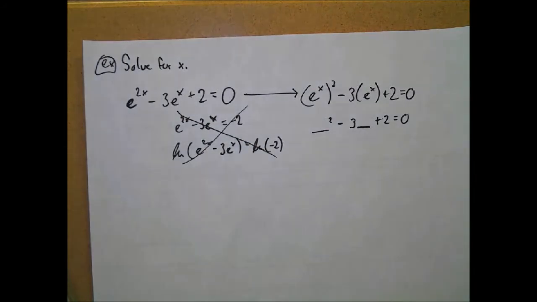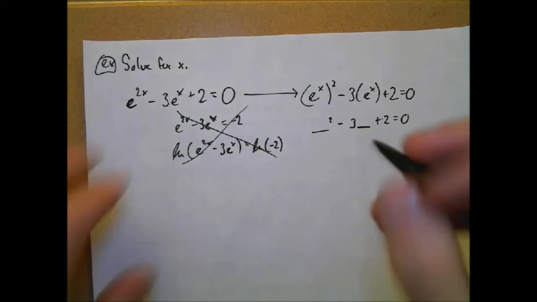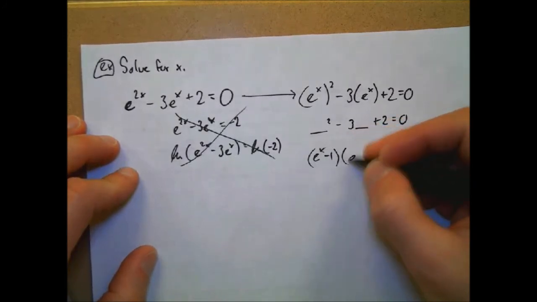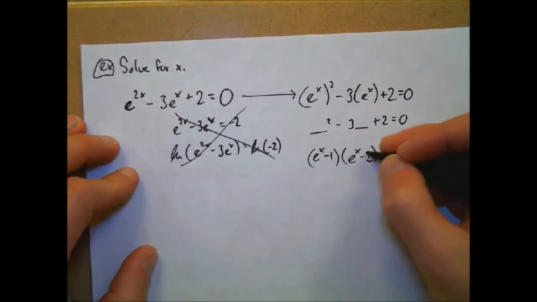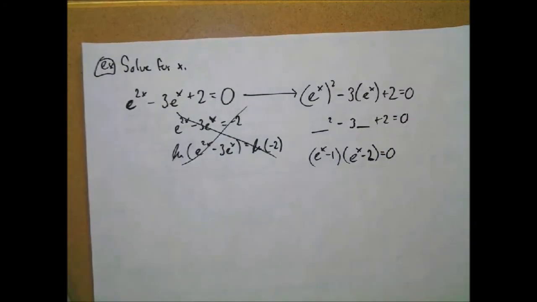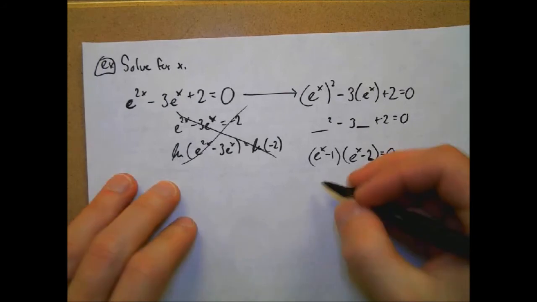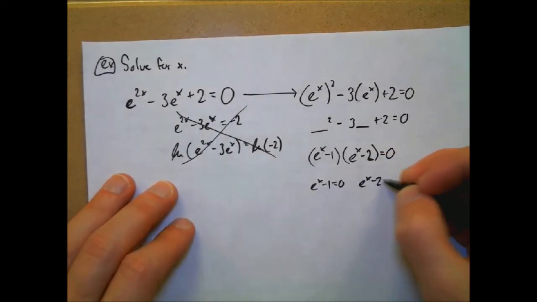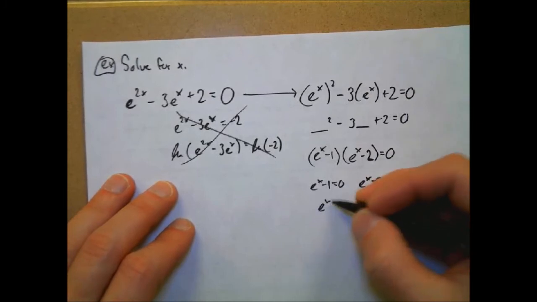So we need to think of two numbers that multiply to positive 2 but add to make negative 3. It'll be negative 1 and negative 2. So we'll have e to the x minus 1 times e to the x minus 2 equals 0. And so we can then set each one equal to 0. So e to the x equals 1, e to the x equals 2.